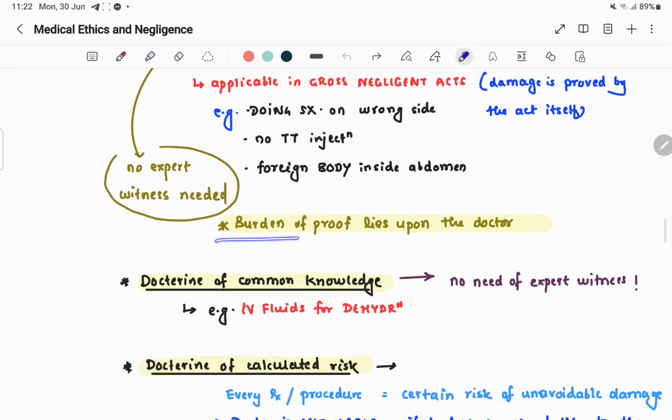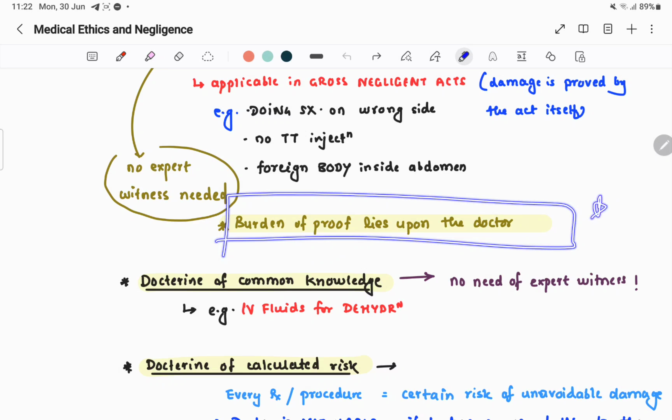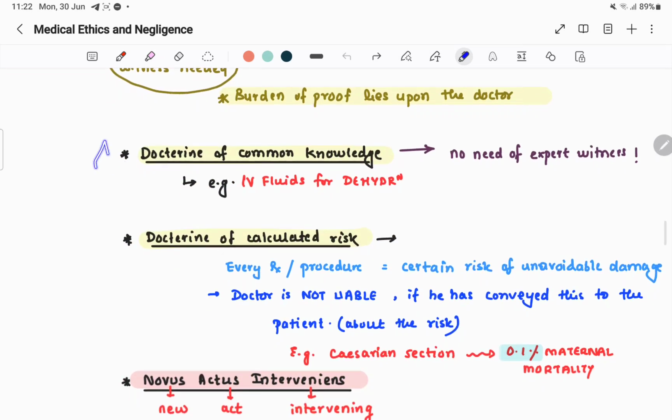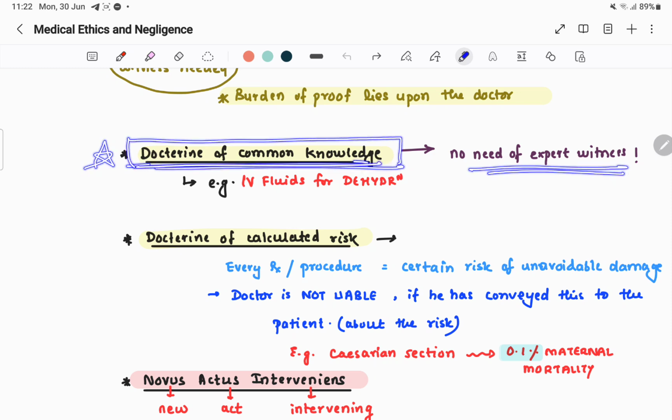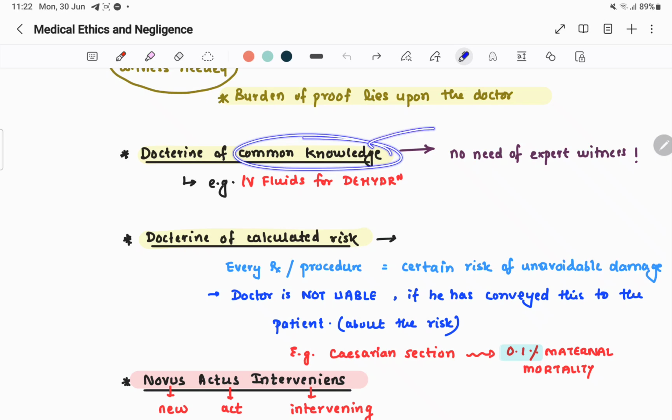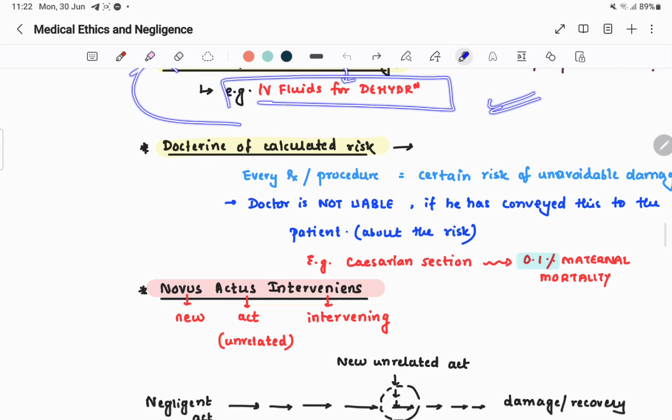Foreign body left behind: the burden of proof lies upon the doctor. Doctrine of common knowledge: no need of an expert witness. This common knowledge is possessed by the common people, right? So if a doctor is not possessing that and has a negligent act related to it, like not giving IV fluid for dehydration, which is common knowledge. We give IV fluid for dehydration. If a doctor is not doing that, then he or she is liable.